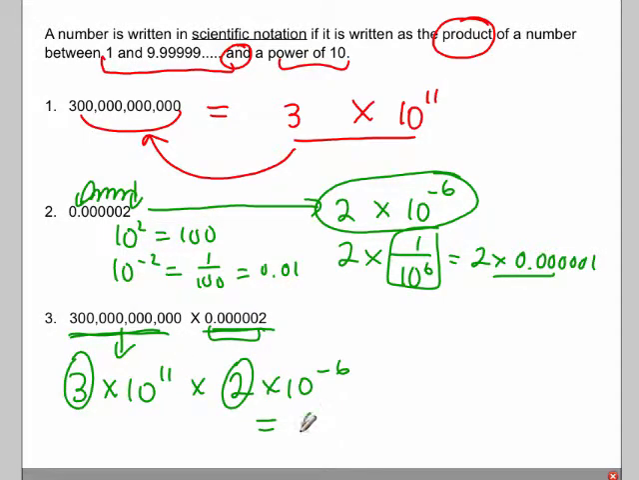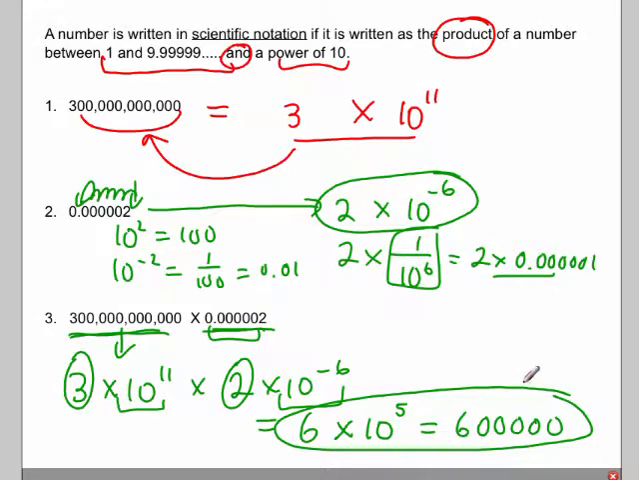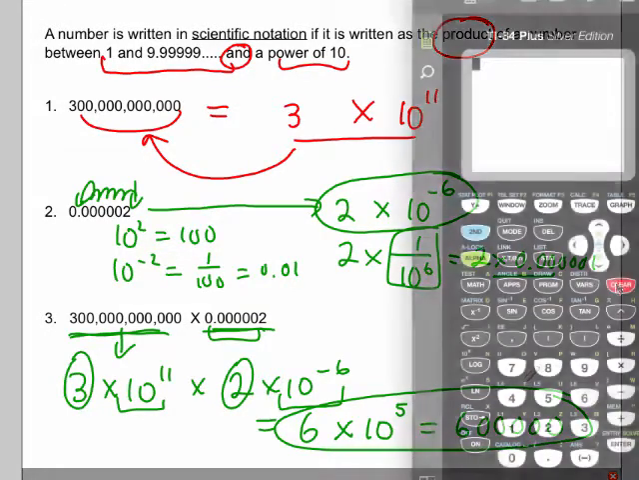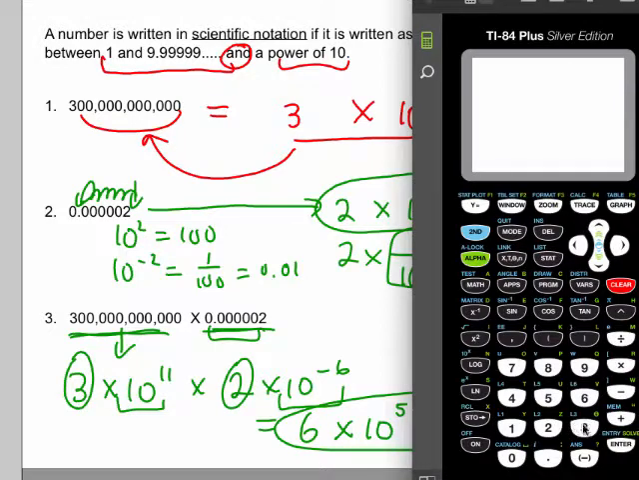3 times 2 would be 6. And then when we multiply powers of 10, powers with the same base, we add the exponents. So the answer would be 6 times 10 to the 5th in scientific notation, which in regular notation would be 600,000. Let's check this calculation with the calculator. I'm going to enter this in scientific notation. I have 3 times 10, so second function EE, 10 to the 11th, multiplied by 2 times 10 to the negative 6, and my calculator says that the answer is 600,000.